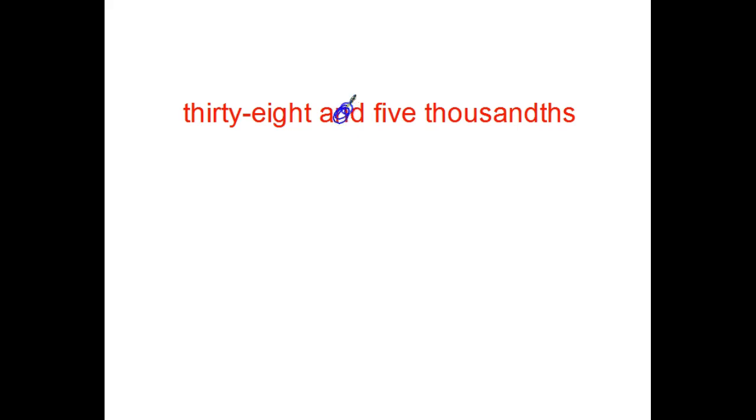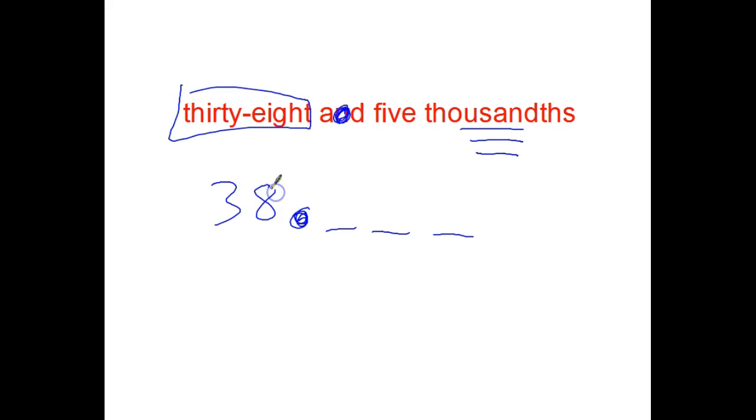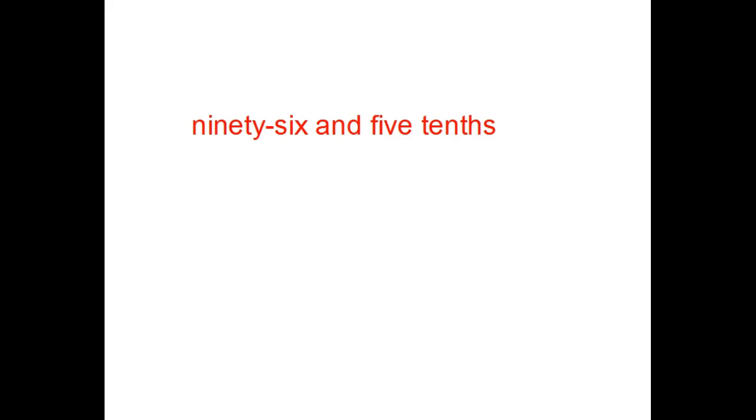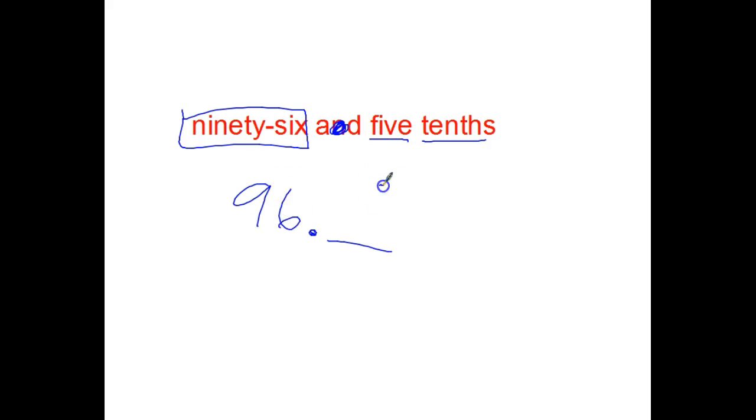38 and 5 thousandths. There's my and. Tenths, hundredths, thousandths. 3 decimal spots after it. So my chunk in front, 38. I just have a 5 to put in here, but there's 3 places. It's a 3-digit chunk, so I need 0.005. 38 and 5 thousandths. 96 and 5 tenths. Decimal and tenths. Only one spot after it. First chunk, 96. I need a 5 in the one spot. 96 and 5 tenths.